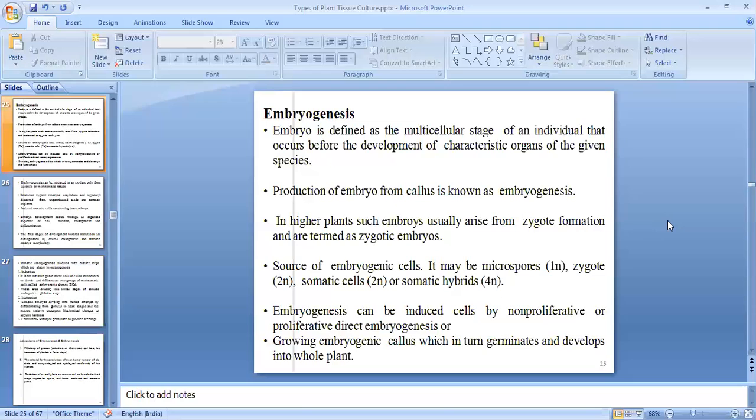Okay, so now I think you will get the difference between the organogenesis and embryogenesis. In the organogenesis, from the explant, from a direct part of a plant, it is differentiated into different organs by cell proliferation. But here, in embryogenesis, the formation of embryo is initiated first from the non-proliferative or proliferative embryogenesis. And from that embryo, the callus germinates, and it is developed into a whole plant.